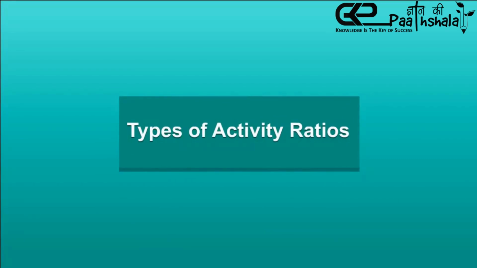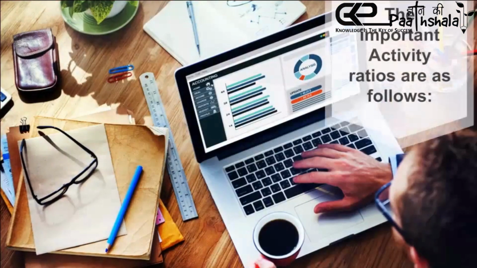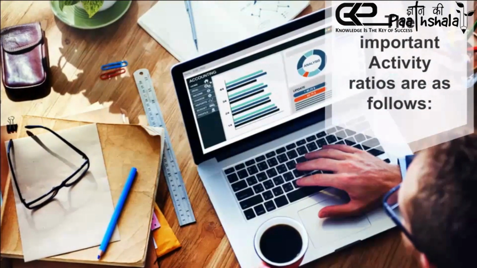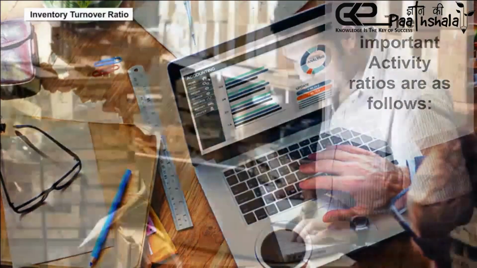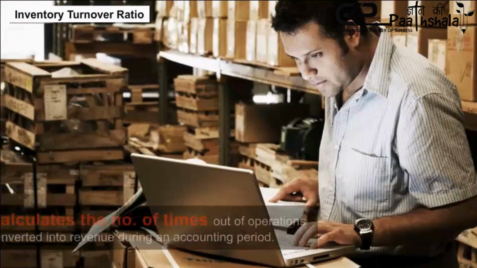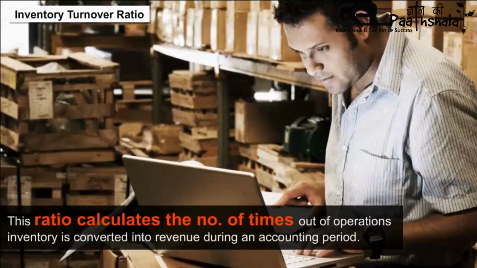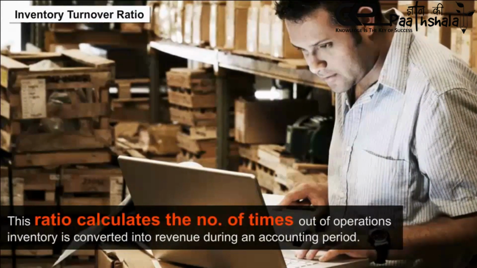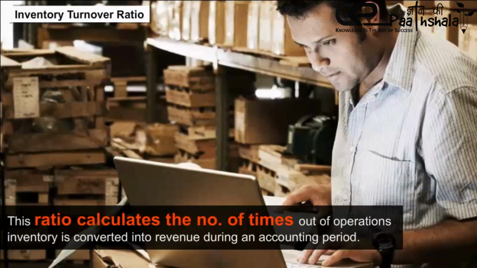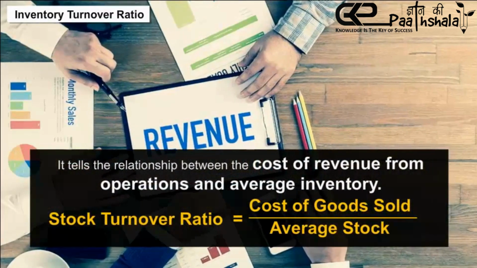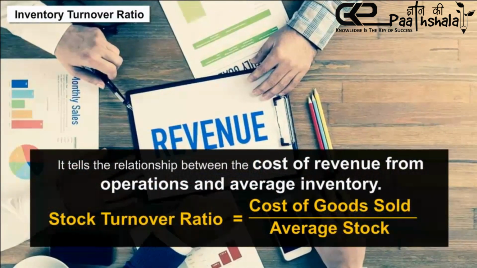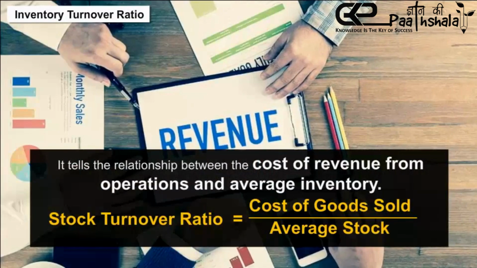Types of activity ratios. The important activity ratios are as follows. Inventory turnover ratio. This ratio calculates the number of times inventory is converted into revenue from operations during an accounting period. It tells the relationship between the cost of revenue from operations and average inventory.